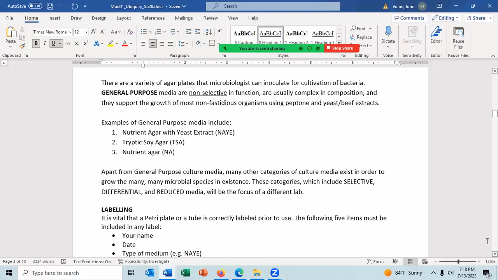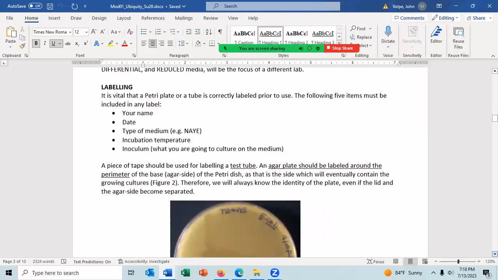Whenever you're working in the microbiology lab, you should appropriately label your plates and your tubes. How do you appropriately label them? You put 4 or 5 items on the plate or tube. You put your name, and that could be your initials. You put the date. You put the type of medium it is. Like if you're growing your culture on NA, you write NA for the type of media. The incubation temperature that you grow it at is optional. And then you put your inoculum, and that could be what you're growing, or it could be what you expose the plate to. You just say what you're growing or what you've inoculated.